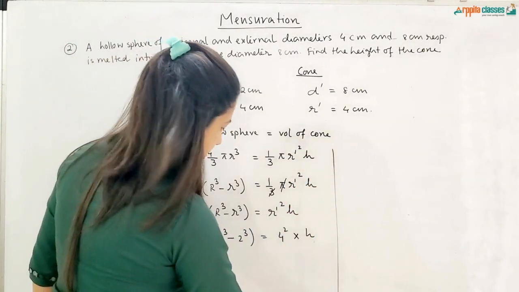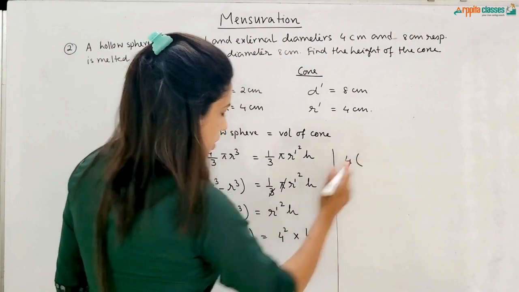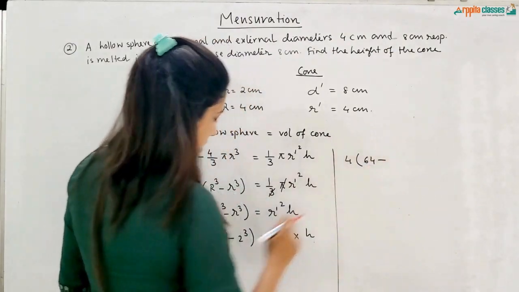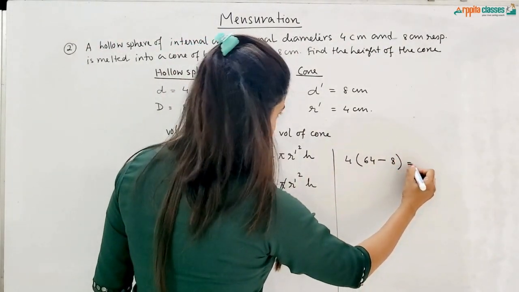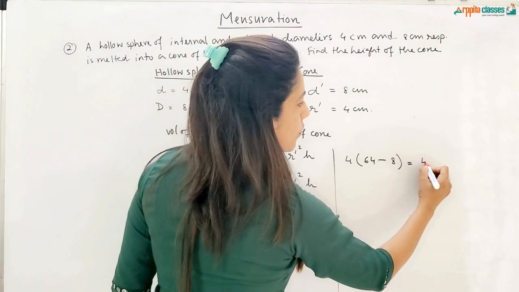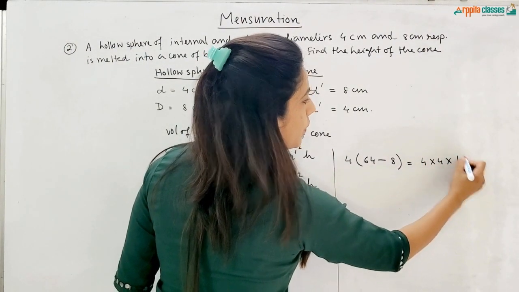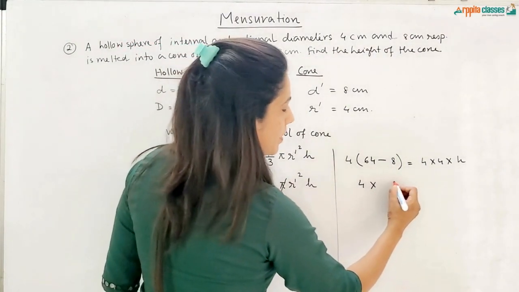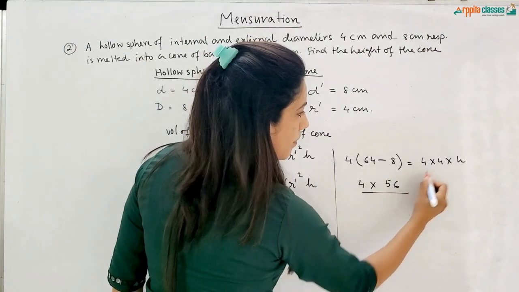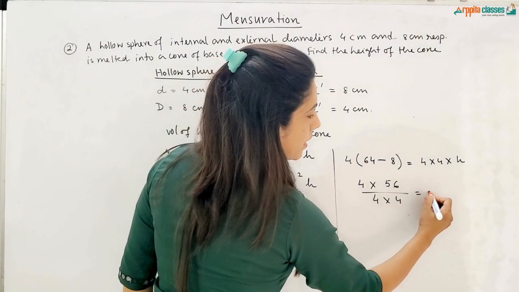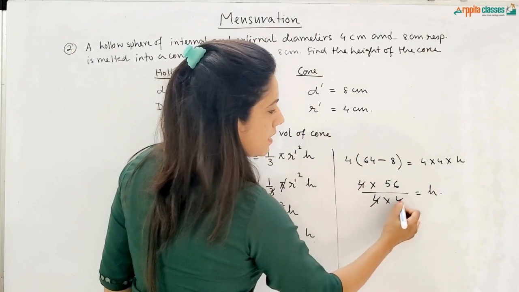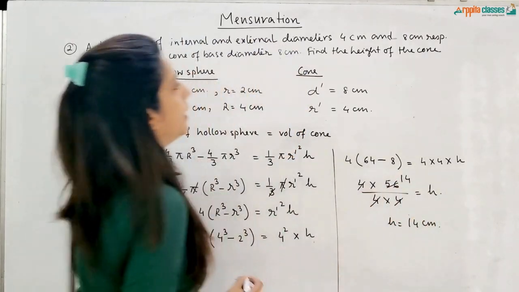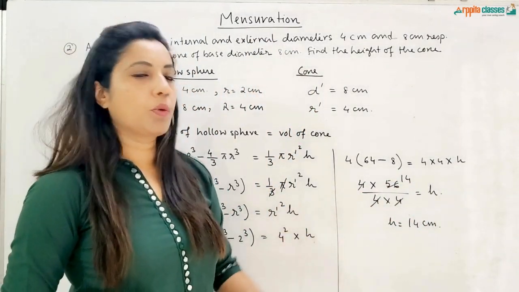So now this is 4 into 4 cube, 4 4s are 16, 4 16s are 64, minus 2 cube is 8, is equal to, this is 4 square, we'll keep it as 4 square only, or 4 into 4 into h. So here it is 4 into 56 subtracted, divided by these two 4s will come down is equal to h. 4 and 4 get cancelled, 4 1s are 4. So h is equal to 14 centimeter. They are asking for the height of the cone, so the height of the cone is 14 centimeter.